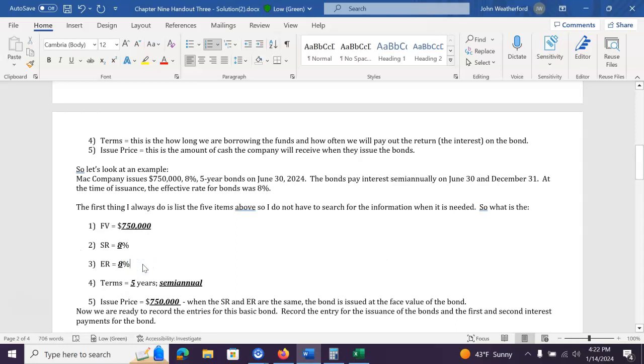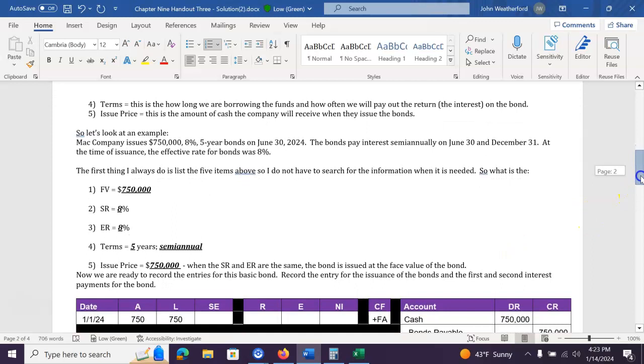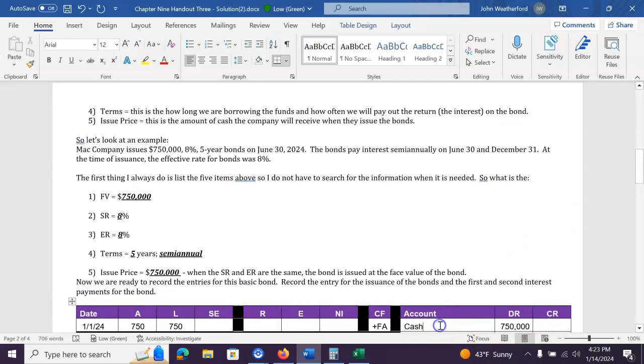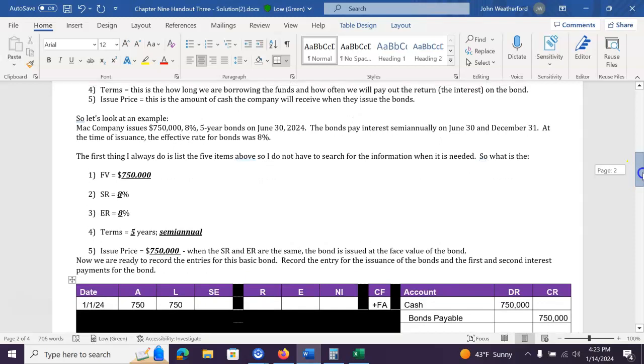And we'll get into in the next lecture how we'd handle it if those rates were not equal. But I don't want to get too far ahead of ourselves here. Let's go ahead and look at how this one would be handled. Okay, when Mac Company sells these bonds to the investing public, they're going to receive this issue price of $750,000. So there we would debit cash, $750,000. That's cash coming in from financing activities. And we're going to credit bonds payable for $750,000. Now that increases assets and increases liabilities.